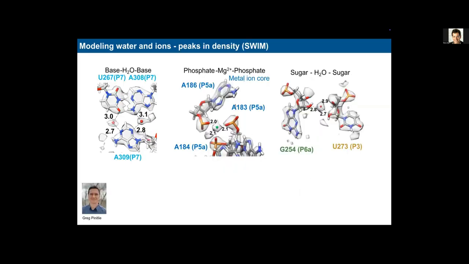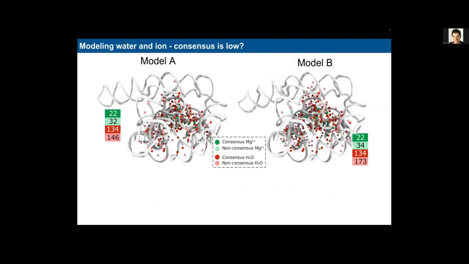So the first thing we did, and this work was done by Greg Pintelli, is to do the traditional approach: look through the structure, try to find peaks in the map, and place waters, magnesiums, or other ions based on the geometry around that peak. And you can see some examples of these here. But then when I looked at these automatically placed waters and ions between model A and model B, there was something concerning that popped up.